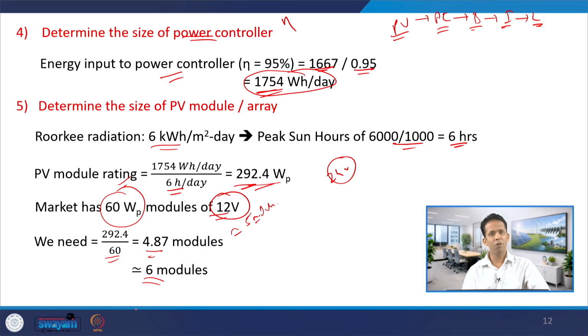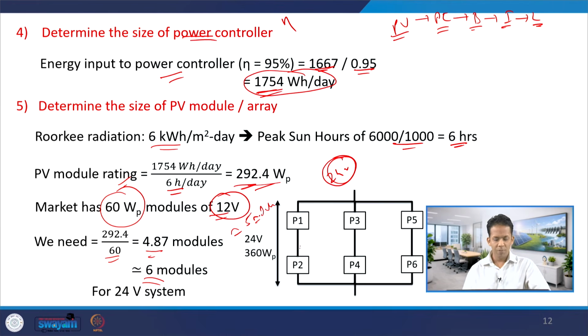If we have 6 modules, then we can have 2 modules in series to get 24 volt, and then 3 strings of those 2 modules in parallel. So P1, P2 in series: this is 12 volt, 12 volt, so it is added to 24 volt. This will be 24, this will be 24. When they are connected in parallel, the voltage stays fixed and the current gets added up. So power is going to get multiplied, that is 60 into 6, 360 peak watt. This is how the PV module system would be arranged. We need 6 modules for a 24 volt system, arranged in this pattern.